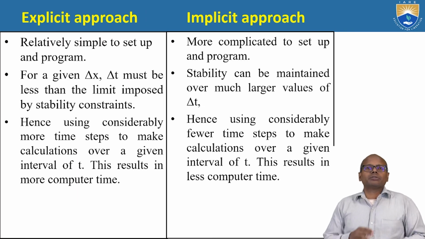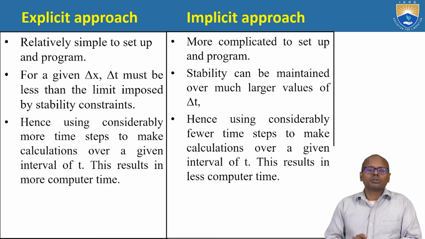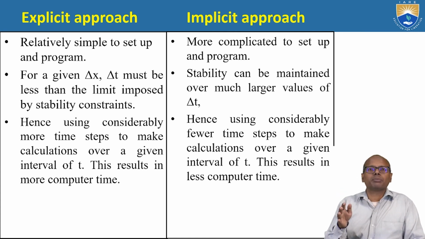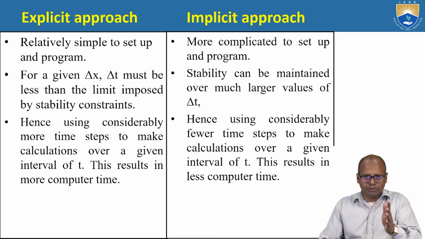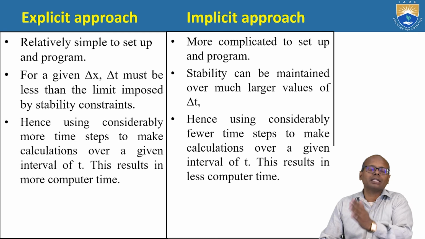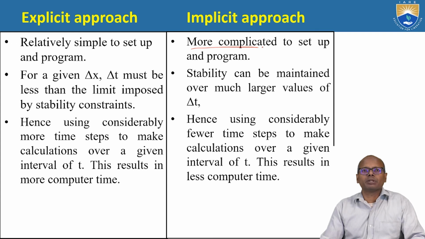So finally, we will summarize with the differences between the explicit approach and implicit approach. In the explicit approach, we are finding one node at a time. So it is very simple in setting up the finite difference formulation, and writing the program as well. But in the implicit approach, we have to do the formulation for all the nodes at a time, and we have to use matrices for solving this equation. So it is a little more complicated than the explicit approach.